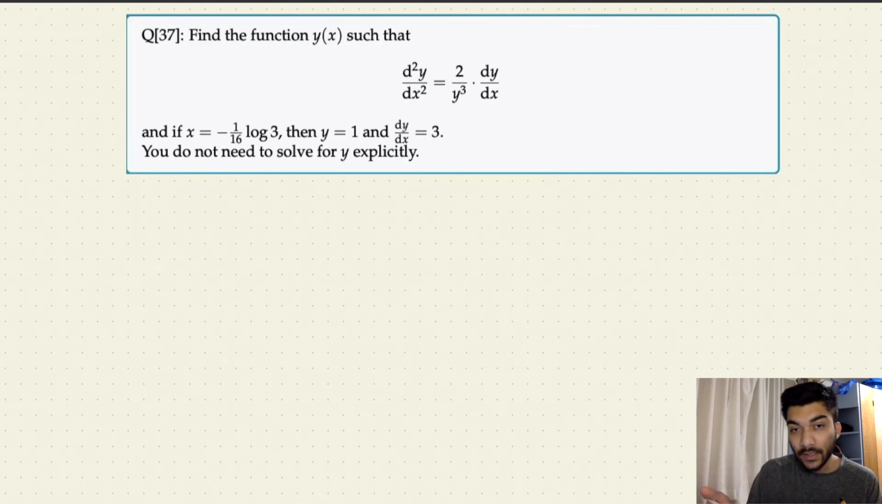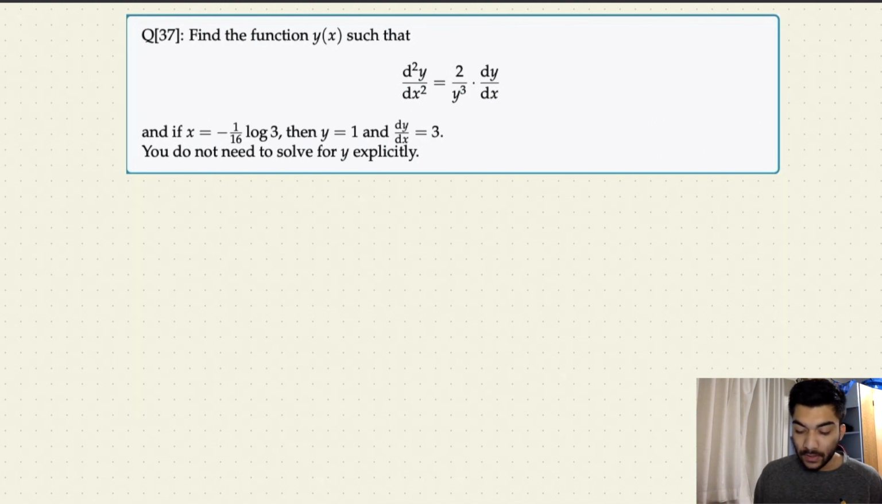Because taking the integral of a double derivative will give you a first derivative, and taking the integral of a first derivative will give you the original function, right? And similarly, in this case, you'll have two initial conditions because you're taking the integral twice. So you'll have two different constants of integration. Don't worry, we'll have a look at how this process looks. But the main idea about solving these types of questions is to take the integral twice.